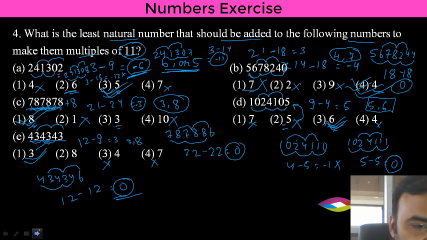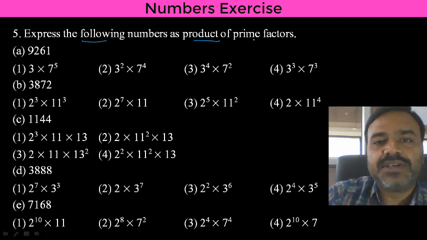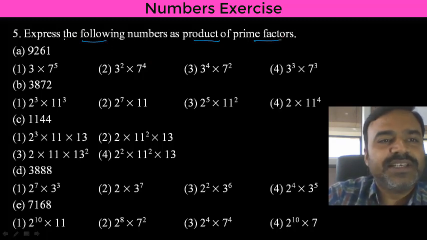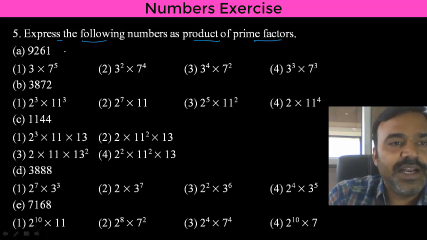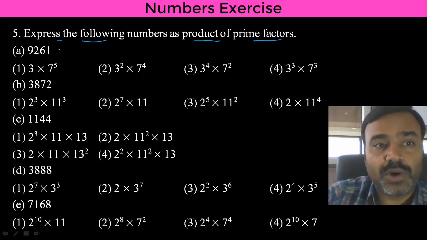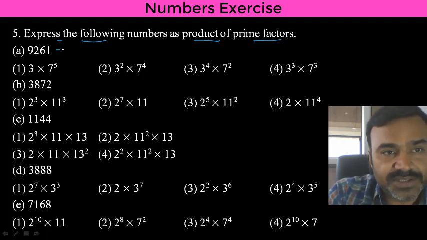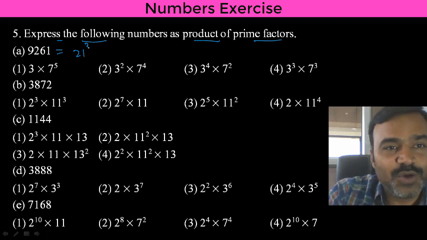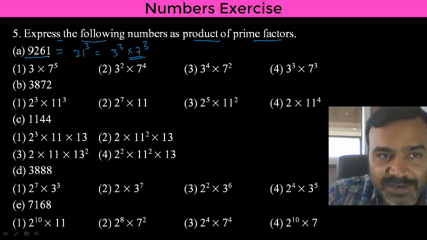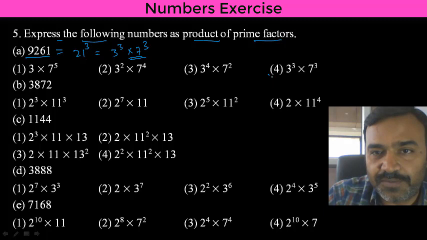Let's take up the next question now. Now this question says, express the following numbers as a product of prime factors. So this is basically a question of factorization. Right. Now, here it's very important, if you remember the squares or cubes or tables, the questions will become really simple. 9261, straight away it is 21 cube. Now 21 is 3 into 7, so it is 3 cube into 7 cube. Right? Otherwise, any other method to solve this question is going to take a very long time. Right? So look at the options, it is the fourth option.